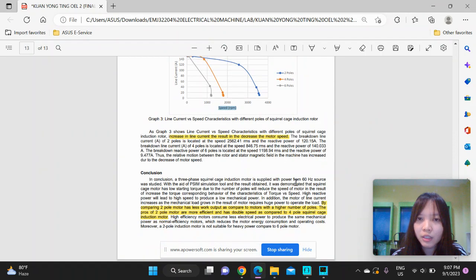Okay, the conclusion of this open-ended lab for the squirrel cage induction motor, by comparing, is that the two-pole motor has less work output as compared to the motor with a higher number of poles such as four pole or six pole. The advantage of the two-pole motor is that it is more efficient and has double the speed as compared to the four-pole squirrel cage induction motor.